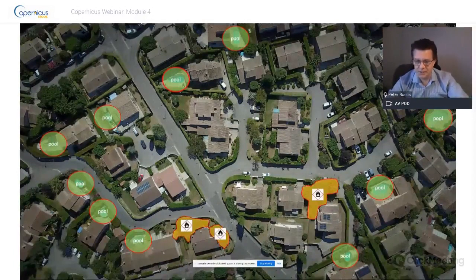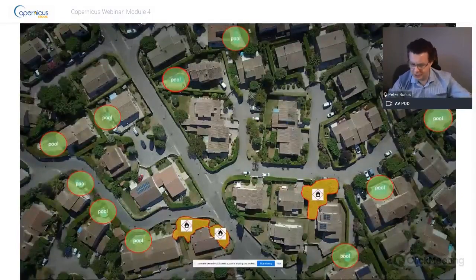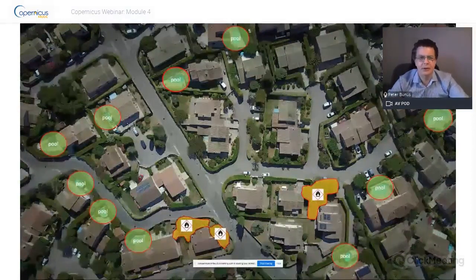In certain cases, the vegetation is very close to the buildings. In case of wildfires, this is actually an increased risk to the building, and we would like to know whether this is the case or not.